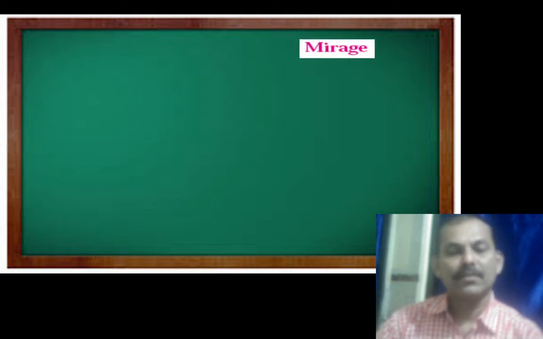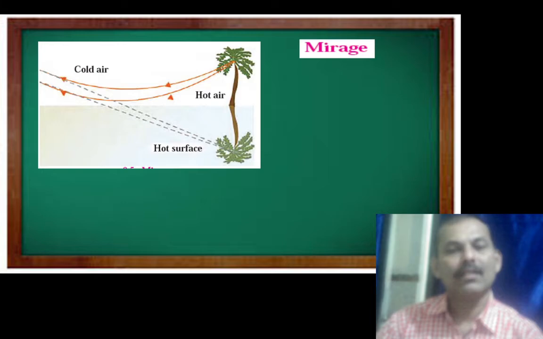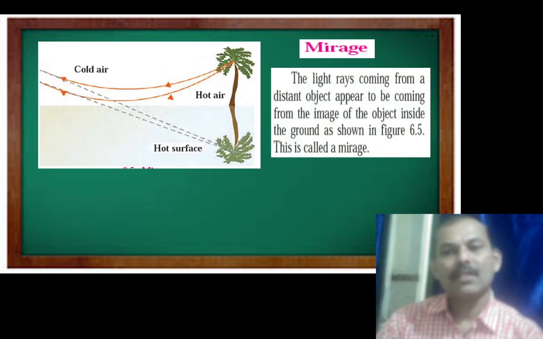Then what is a mirage? If you see this diagram, you will get the idea about a mirage. These are a plant or tree. The rays come from that plant, that is, from hot air to cold air. So the light rays coming from a distant object appear to be coming from the image of the object inside the ground, as shown in this diagram. This is called a mirage.